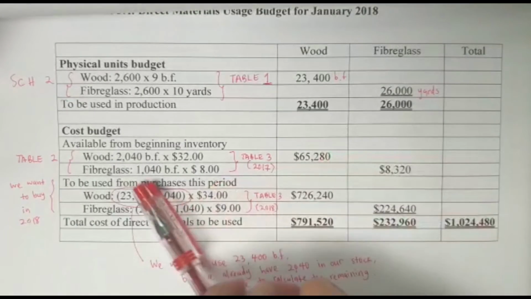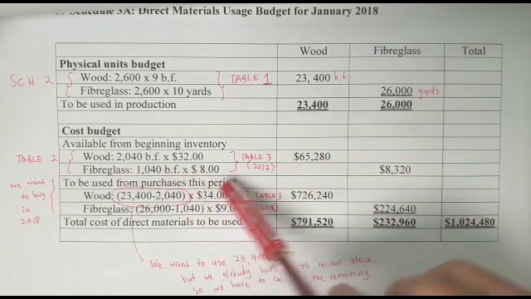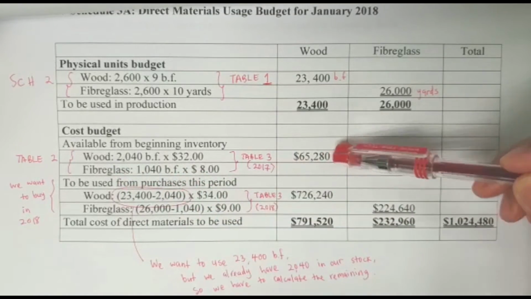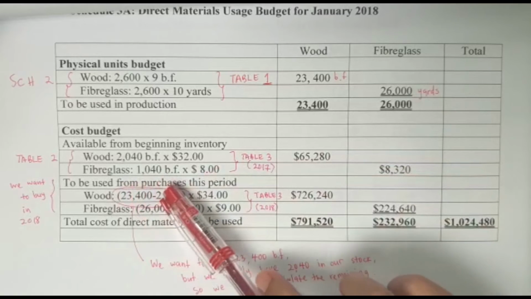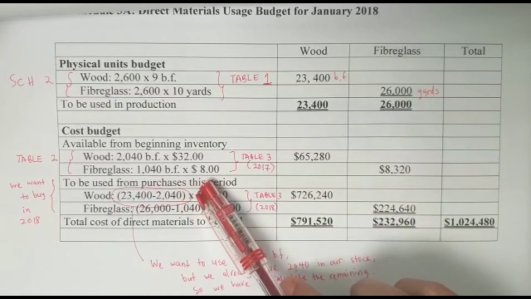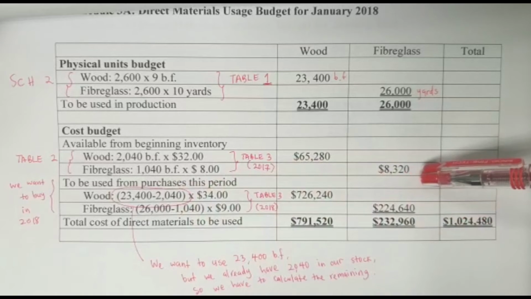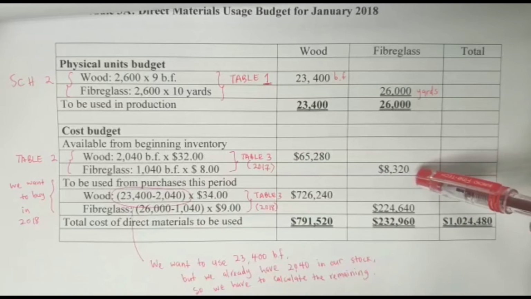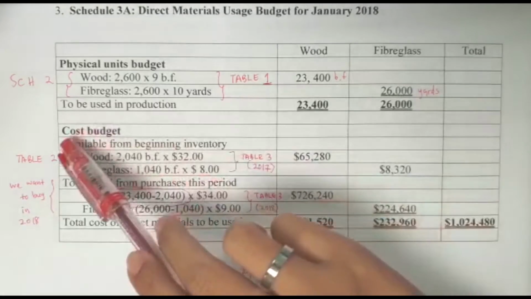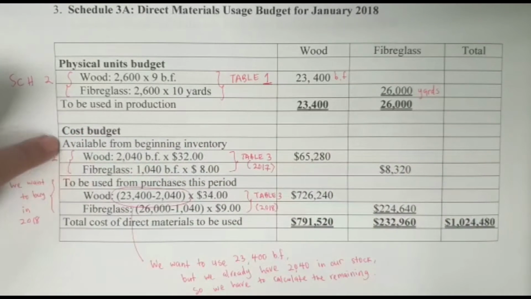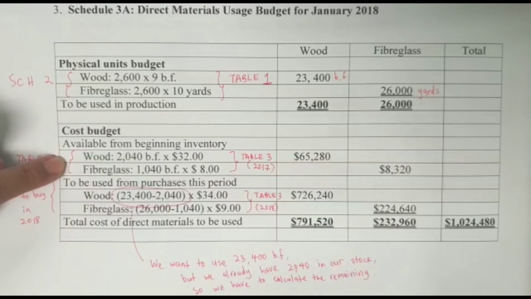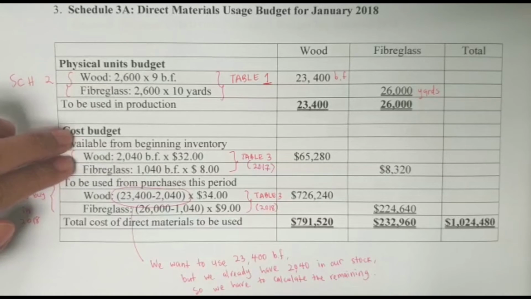So the total for wood is 65,280, and for fiberglass you multiply 1040 by 8 ringgit and you get 8320. This is the information from the beginning inventory. For direct material usage, this is whatever we have in stock at this point in time, from the previous year's stock of wood and fiberglass.